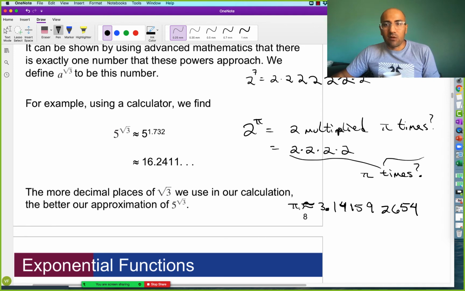The winner is way out there. You should Google it: the most number of digits memorized. It's in the thousands. People memorize thousands of digits and they win the contest. It's crazy.